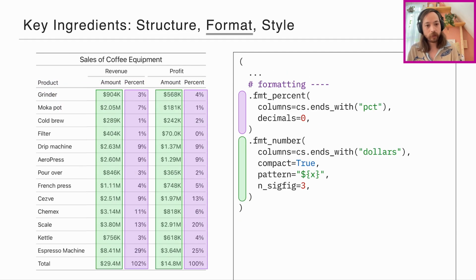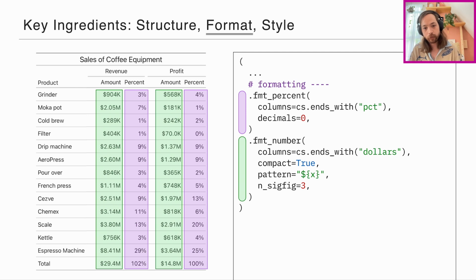The next piece is formatting. Here we use these methods that start with .fmt. The first piece is fmt_percent. Here we're using a Polars selector to get all the columns ending with %, and we're cutting out their decimals. Notice the columns flagged in purple are now formatted as percentages, and they don't have any trailing decimals. They're just whole numbers.